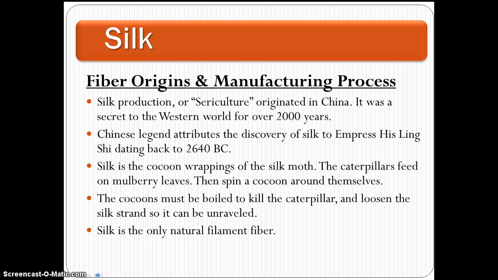Silk is the only natural filament fiber, meaning that it is measurable in multiple meters or yards in its length. If the caterpillar is left alive and eats its way out of the cocoon, you'll have very short fibers, which is another type that is used in silk production. It just doesn't have the high sheen quality that the long filament fiber offers.